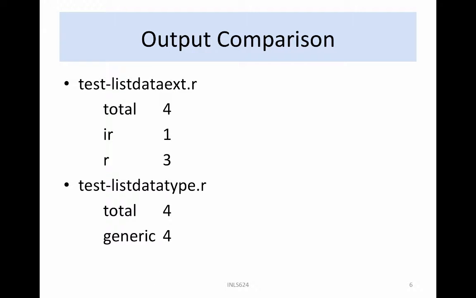Both approaches were run on the same collection, rules. The results indicate that the data type name persistent state information attribute has not been set for each file. For the rule test list data ext.r, 4 files were analyzed and 2 extensions were found: 1 file with extension IR, 3 files with extension R. For the rule test list data type.r, 4 files were analyzed, but only 1 generic type was found. All 4 files were thought of as generic files.